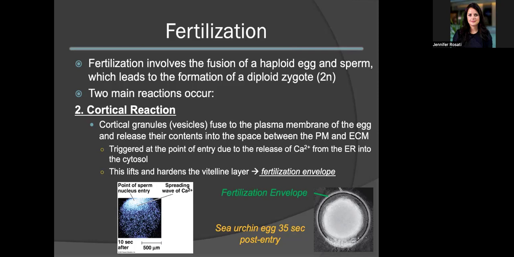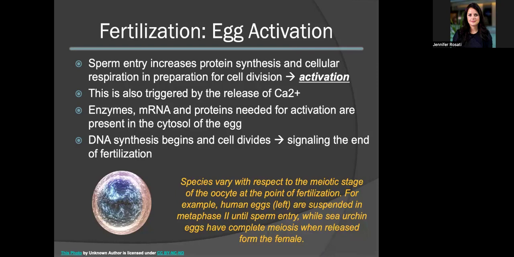This cortical reaction is present in mammalian fertilization. After fertilization, the egg will become activated. Sperm entry will increase overall protein synthesis and cellular respiration. This is to prepare the cell for cell division. This activation is also triggered by the release of calcium. Enzymes, mRNA, and proteins needed for the activation process are already present in the cytosol of the egg. DNA synthesis will begin and the cell will then divide, signaling the end of fertilization and the development of the resultant embryo.